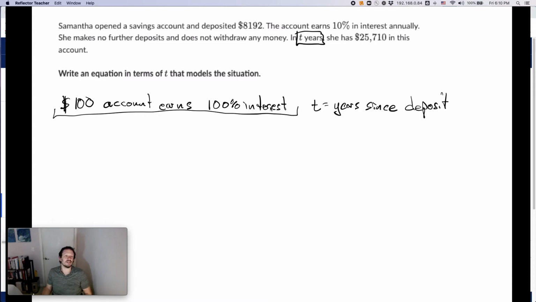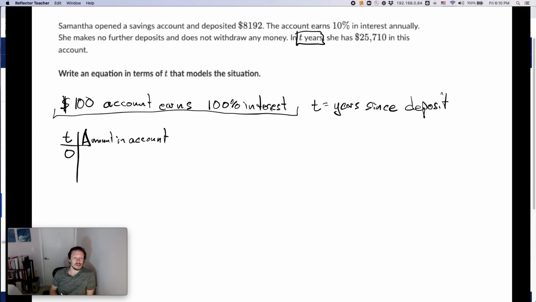Second strategy, and this is really just like the last one that I talked about: before trying to write the expression with a bunch of algebra in it, use numbers, put it in a table, and see if it makes sense. Okay, so we have T years. Let's make up a variable for the amount of money in the account, A. So T is the amount of time.